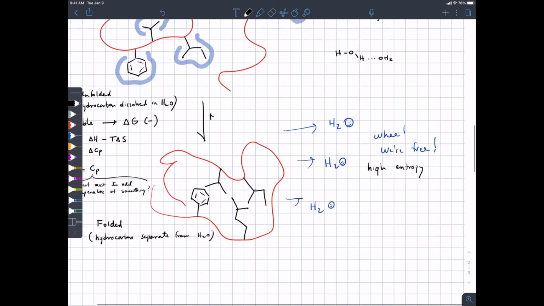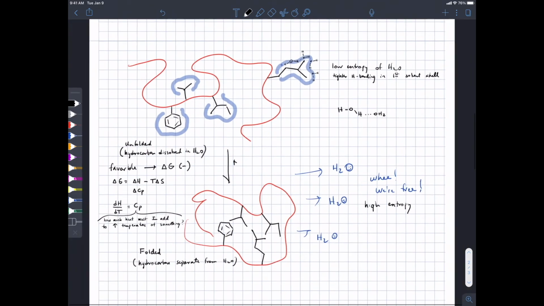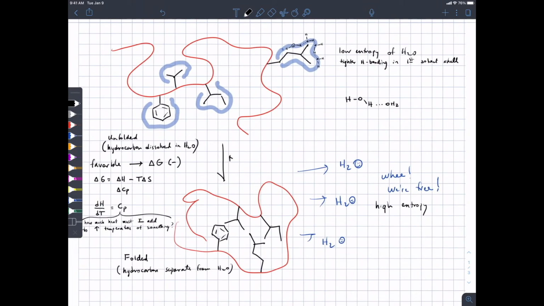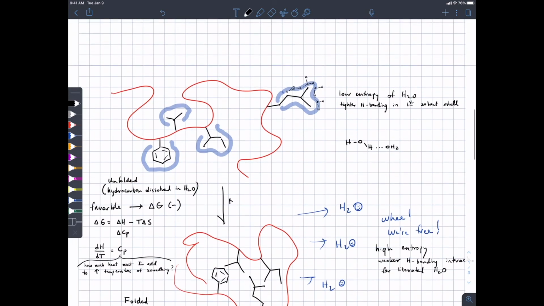In contrast, here, water has high entropy, and for those water molecules with higher entropy, probably weaker, more transient hydrogen bonding interactions for the liberated water molecules. Okay, let's think about how that would translate into heat capacity.